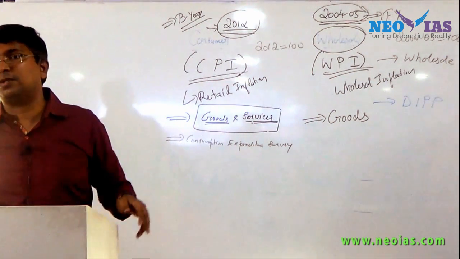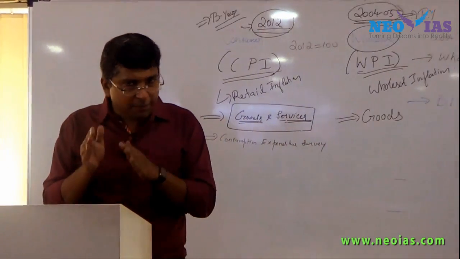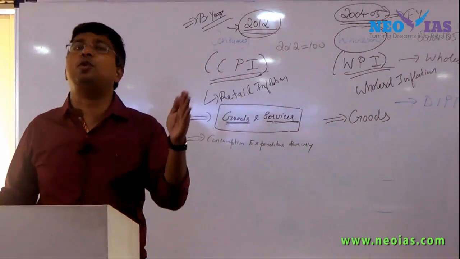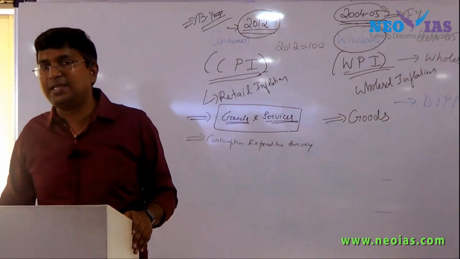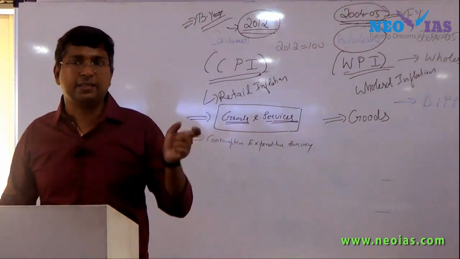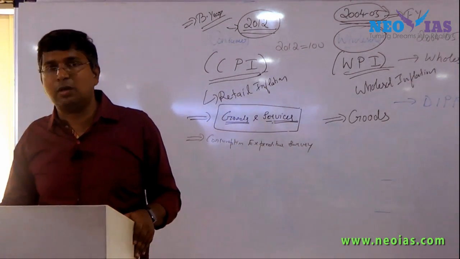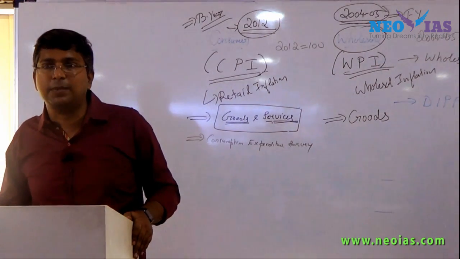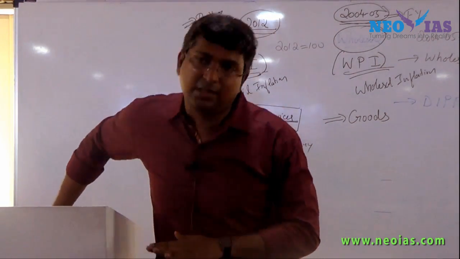Similarly for fuel items, just have an idea, for fuel, the consumer price index has lesser weightage compared to the whole. Just have an idea of these two key points. Then the other thing is regarding goods and services and how it is calculated. It is based on the consumption expenditure survey. Now the data which is given is in relation to the new consumer price index.